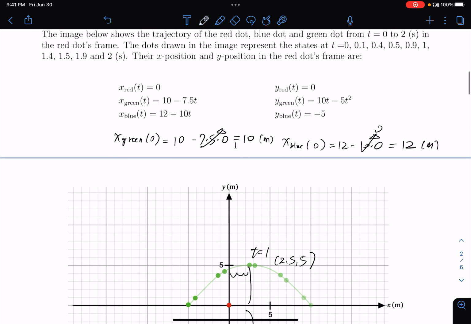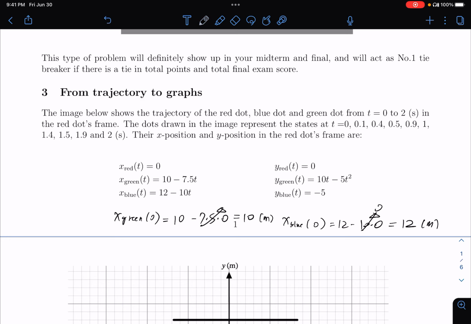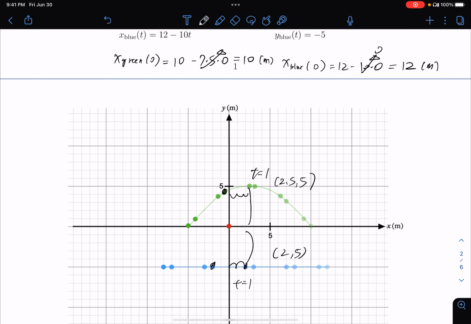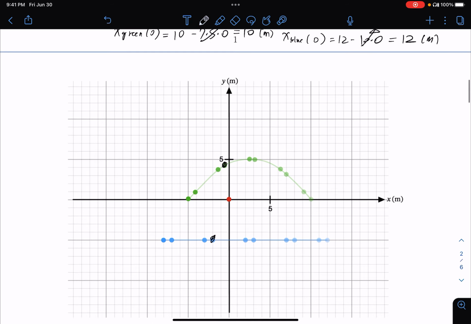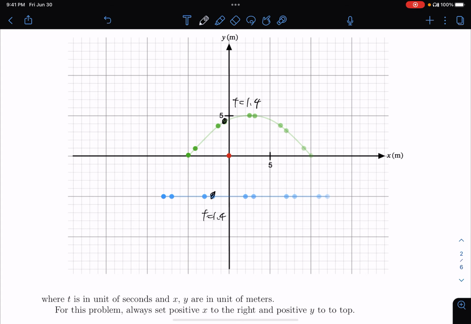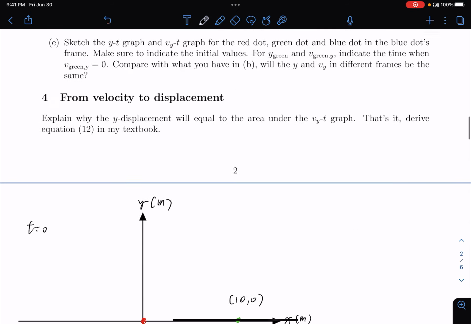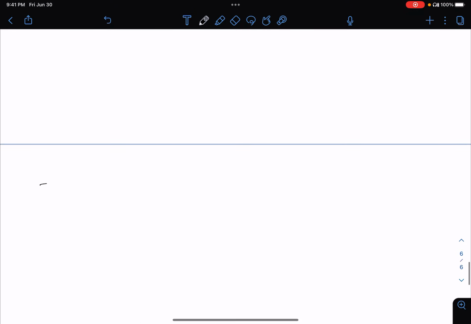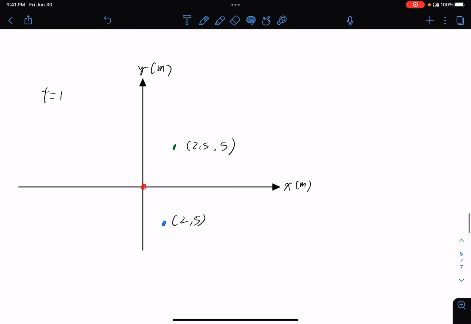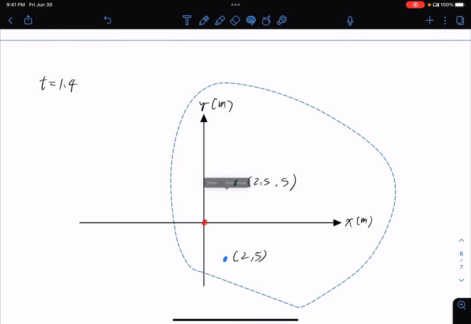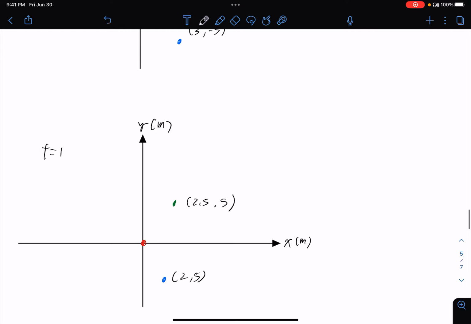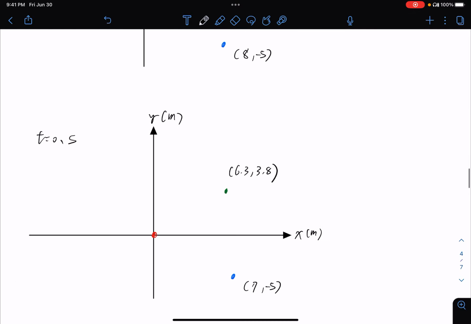Next, we have 1.4. So at t equals 1.4, it is here and here. This is when t equals 1.4. So now the x position of the blue dot becomes negative. It is to the left of the y-axis, and it is -2. The horizontal one is still -5. So -2, -5 for t equals 1.4. By the way, I should include the unit of the time, so let me do that. These are kind of important steps, so I don't want to just be sloppy.